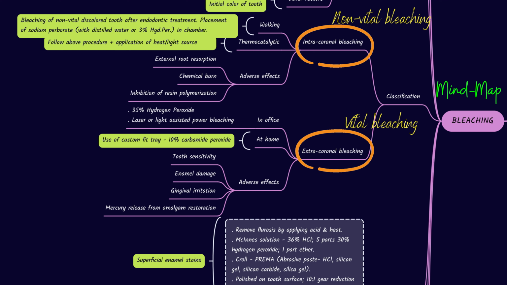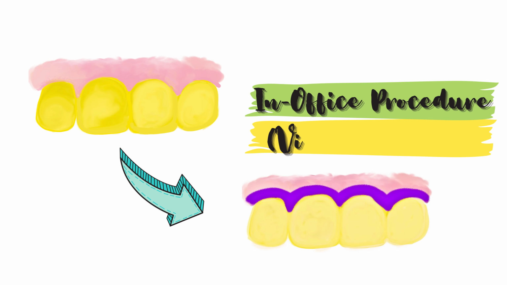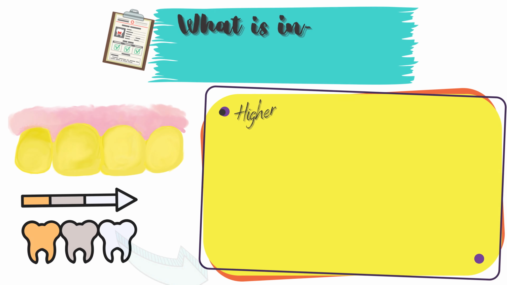When we talk about vital bleaching, we are talking about procedures that are done in cases where the teeth have not undergone any kind of endodontic treatment and they are very much healthy. So today I will be covering in-office vital bleaching. Now what is the in-office vital bleaching procedure? We use a higher concentration of bleaching agent.